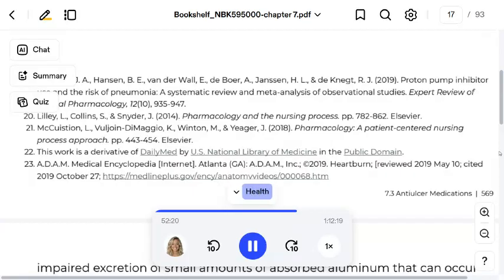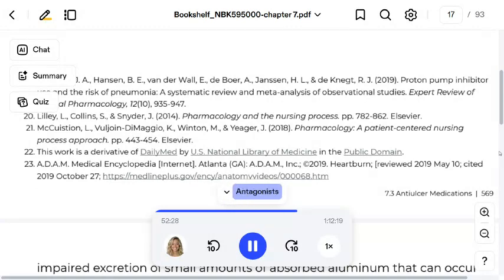Health teaching and health promotion. Advise clients of the following. Do not exceed recommended dosage. Be advised that drowsiness may occur. Avoid alcohol, sedatives, and tranquilizers, which may increase drowsiness. Avoid alcoholic drinks. Be careful when driving a motor vehicle or operating machinery.